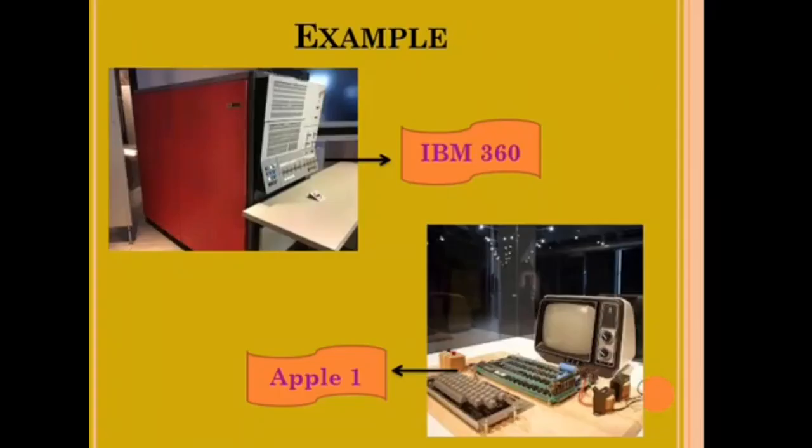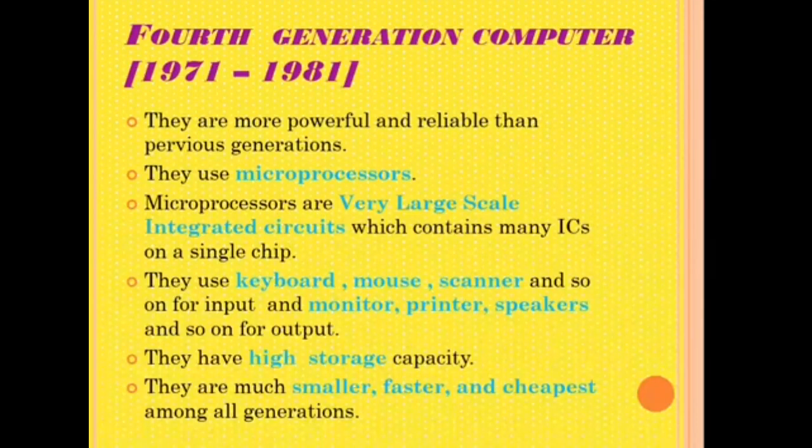Now let's see our next generation of computer. The next generation is the fourth generation computer. The period of the fourth generation computer is 1971 to 1981. In this period, fourth generation computers came. They are more powerful and reliable than the previous generations. When we compare to the first, second and third generation, this is more powerful.